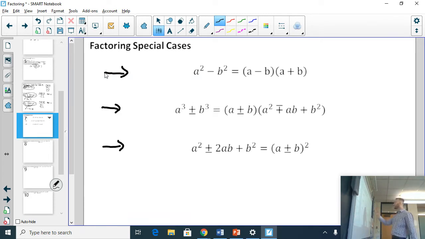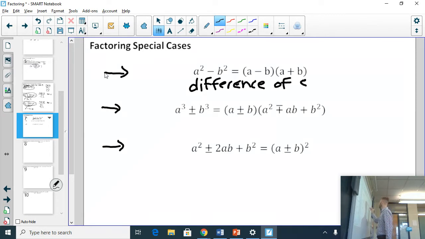But this first one, a squared minus b squared equals a minus b times a plus b, that is known as a difference of squares.